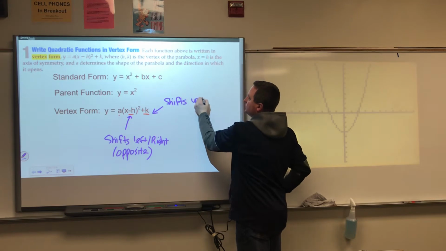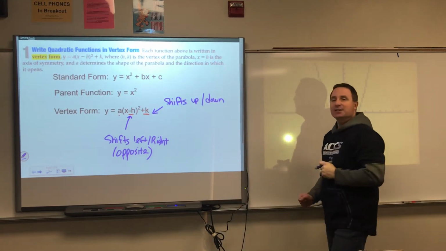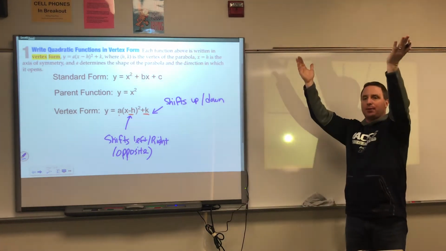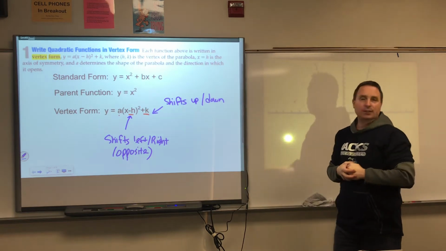Shifts it up or down. Now k is normal. If it's a positive 3, it's going up 3. A negative 4, down 4, and so on. Okay, so that's just what it looks like.